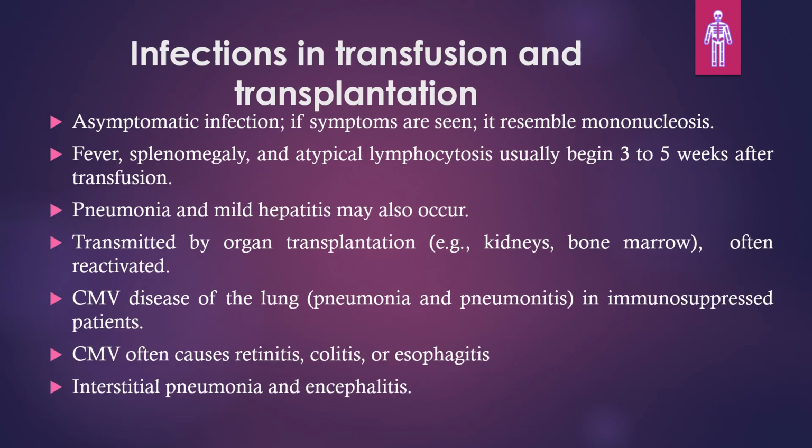Infections and transfusion and transplantation. Transmission of this cytomegalovirus by blood and blood products most often results in asymptomatic infection. If symptoms are present, they typically resemble those of mononucleosis infection. Fever, splenomegaly, and atypical lymphocytosis usually begin 3 to 5 weeks after transfusion of blood and blood products. Pneumonia and mild hepatitis may also occur.